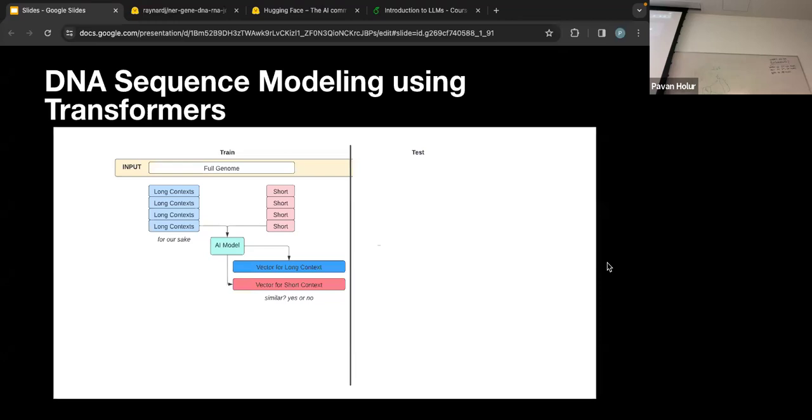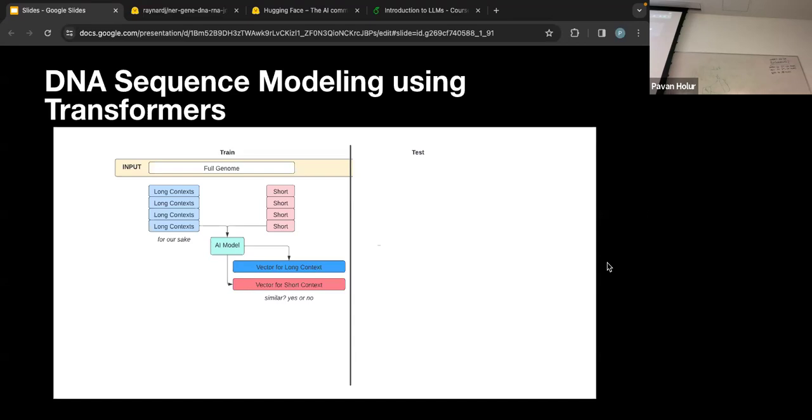So we have a short subsequence within the long context that goes through our encoder model, and we generate a vector for the short sequence, the read. Two. We have two vectors. That's exactly right. So we have a vector for the long context and a vector for the short context.